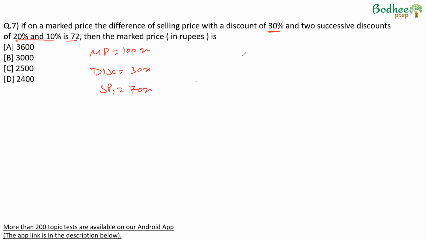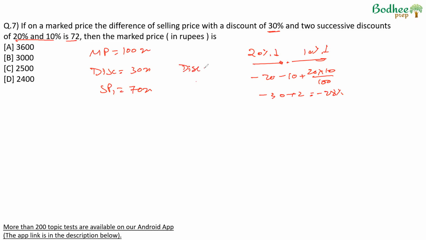In the second case, the discounts are 20% and 10% successively. So the overall discount will be minus 20 minus 10 plus 20 into 10 upon 100, which will be minus 30 plus 2, or minus 28%. So the discount in the second case, 28% of 100x, will be 28x, and therefore selling price 2 will be 100 minus 28, which will be 72x.